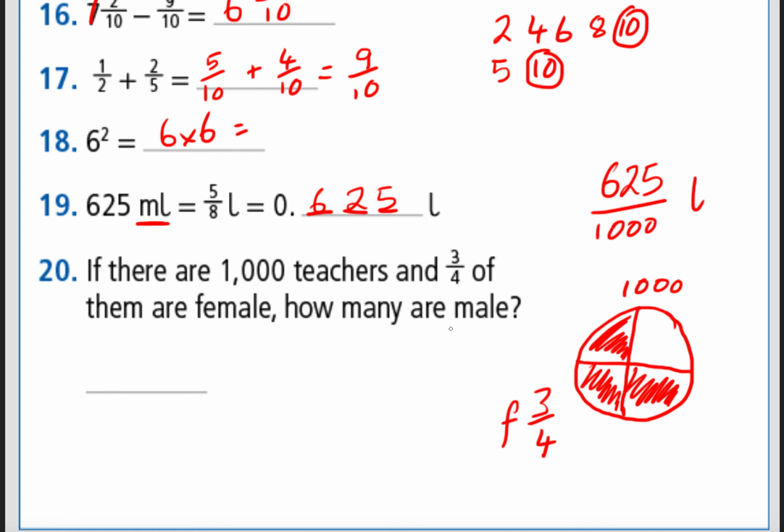How many are male is what the question asks us. So what's this space that's left up here? It's 1/4, and 1/4 is male. So we have to find out 1/4 of all of the teachers. So we're going to take 1,000 and we're going to divide it by 4. And that'll tell us how many teachers are male.